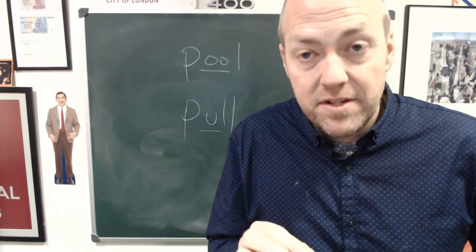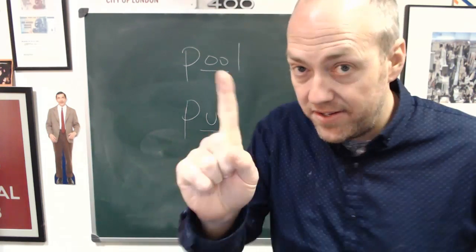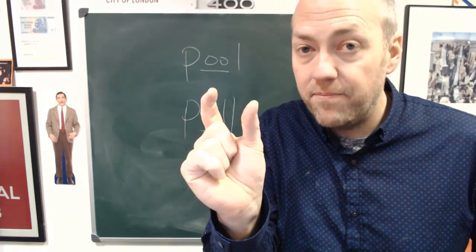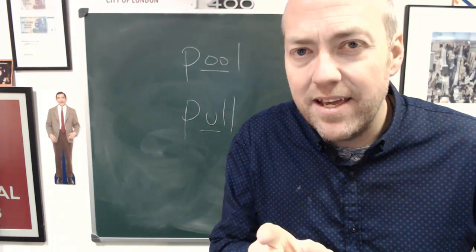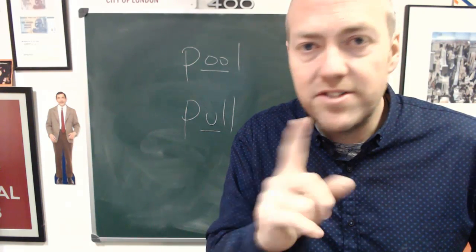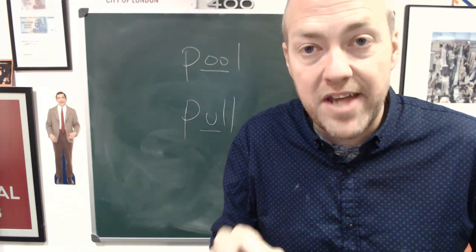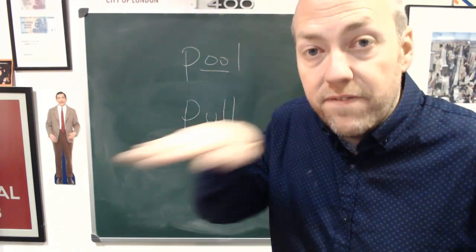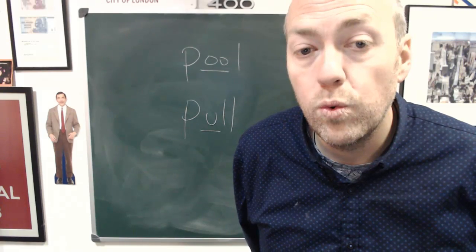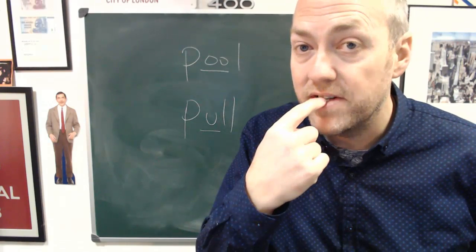Pull is different because first, it's shorter. Okay? And secondly, because my tongue doesn't move. Okay? It's one sound. My tongue is very forward. Ooh. Okay? It's at the front.